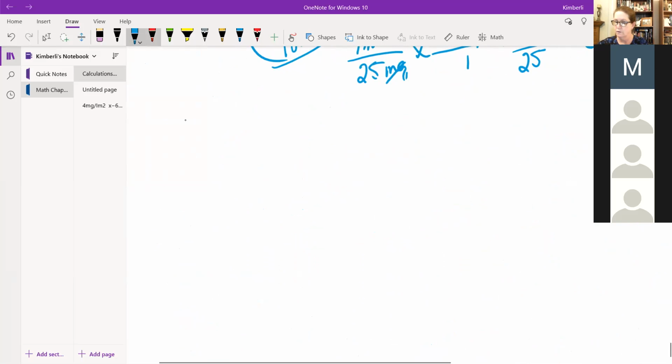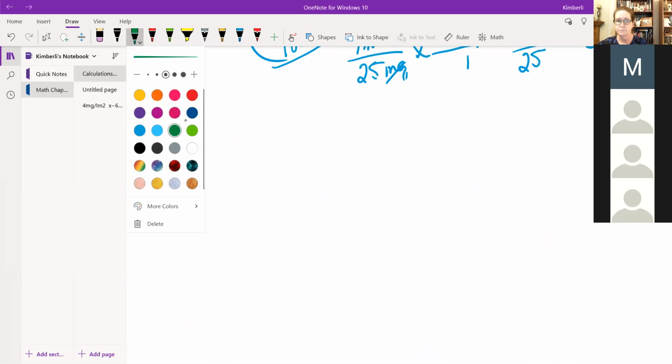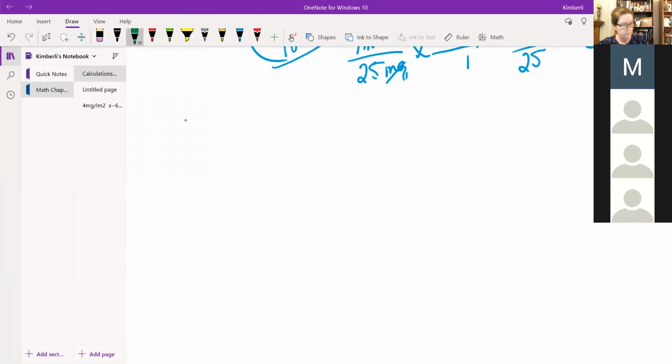Let's go with green for fun. So page 196, number 5. It says meperidine 75 milligrams intramuscular every 4 to 6 hours as needed for pain. Meperidine is Demerol, right? So it's a pretty strong pain medication.